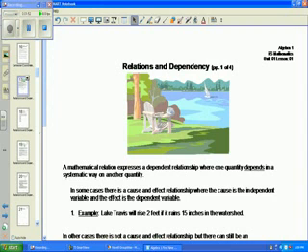Okay? Your domain is my X values. Range is my Y values. Domain, X values, and range, Y values. And values just mean numbers. It's just my number.